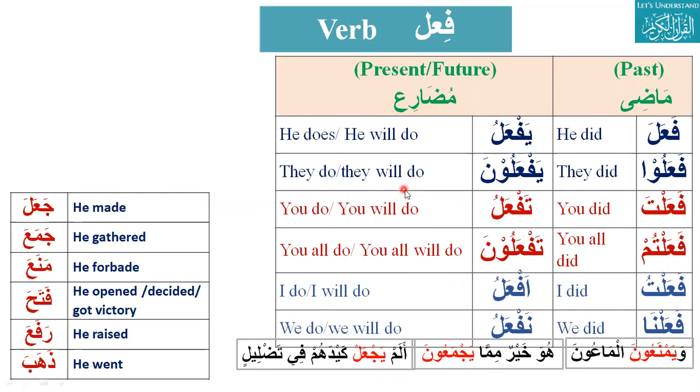So similarly, in the practice session, inshallah, we'll take all these words. Ja'ala, he made. Jama'a, mana'a, fataha, rafa'a, zahaba, and put here. Burak is there? Assalamu alaikum. Walaikum salam, Burak. Can you please take this fataha and produce a complete table of 12 words? Fataha means he opened. Okay, go ahead. First Arabic and then with translation.